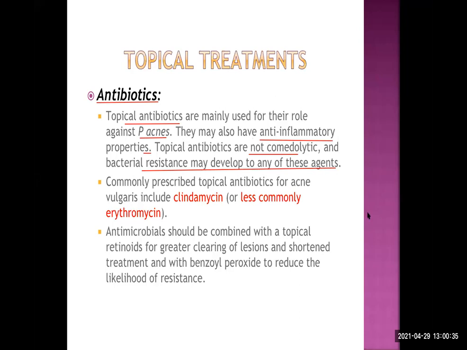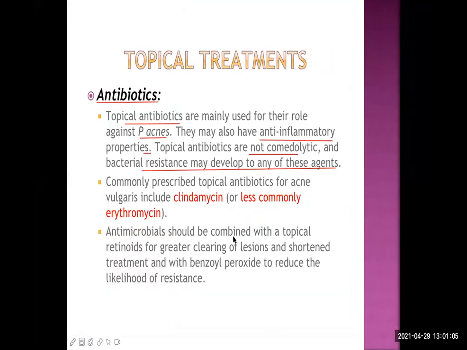But we have certain other agent which will decrease the emergence of bacterial resistance, and that is known as benzoyl peroxide. We'll talk about that. Now, commonly prescribed topical antibiotics for acne vulgaris include clindamycin or erythromycin. Clindamycin or erythromycin. These are commonly used drugs. Clindamycin is very commonly used for this purpose.